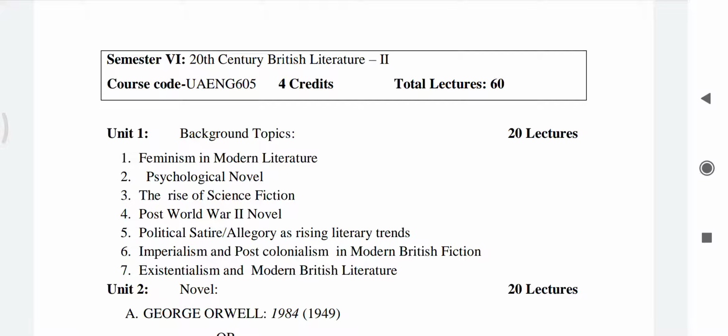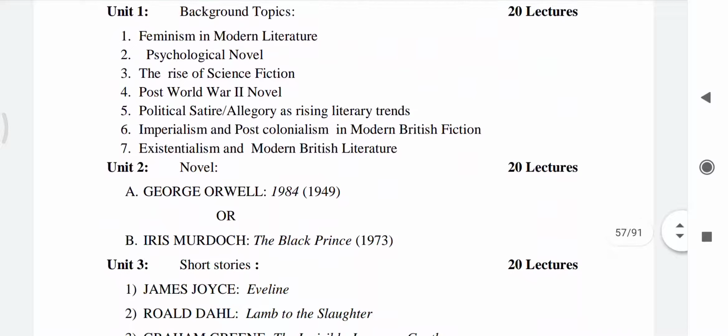The devastating effect of the Holocaust and of the Second World War, the rise of feminism, of fascist powers, imperialism, all these features are reflected in the literature. It is a rational type of writing, and ideological concepts drew the literature of the postmodern world. We have political satire and allegory as rising literary trends. So we have to go through that. We have imperialism and post-colonialism in modern British fiction, and existentialism in modern British literature is also reflected.